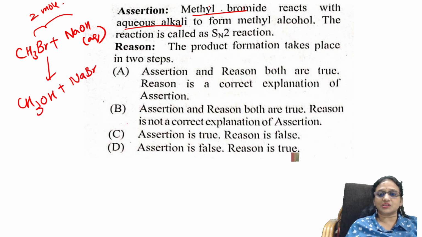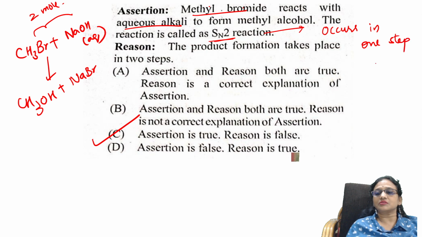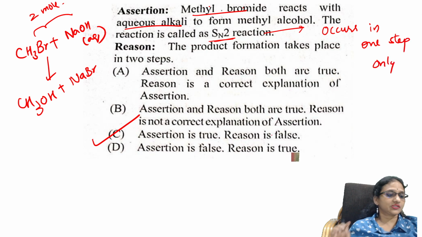Br is out. How many molecules are participating? Two. So is it SN2? Yes, the assertion is right. But they said the product formation takes place in two steps. Wrong, students. The SN2 mechanism occurs in one step only. So the reason is false.